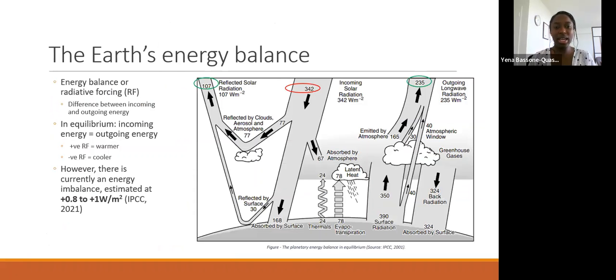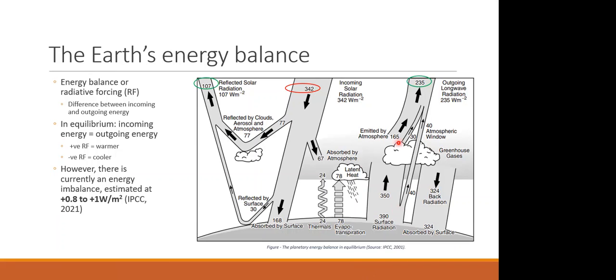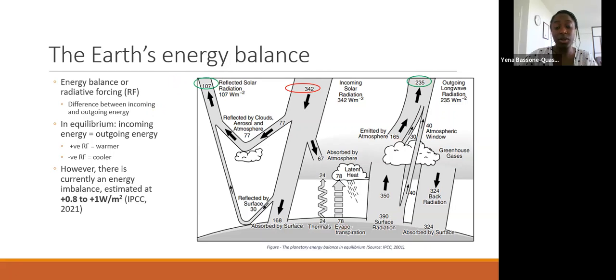And so what exactly is going on? Before we go into that, we also need to understand how the Earth works on a typical basis. And so, the Earth's natural energy balance. There are two aspects to the Earth's energy balance: the incoming solar radiation, and the outgoing radiation. And the difference between the incoming radiation and outgoing radiation is known as the energy balance or radiative forcing.